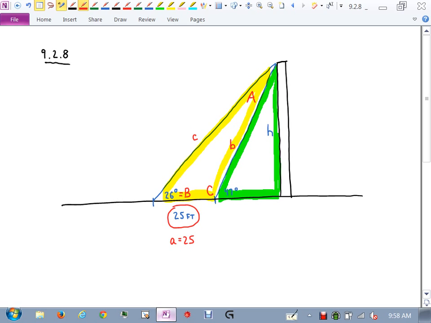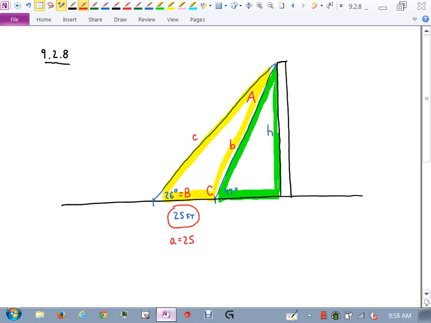So what is it in this big picture of things that we actually want to find? I mean, what do I want out of that yellow triangle? What's the one piece of information that I think is going to be most useful to me? Little b or c? Little b, because little b is the hypotenuse of the yellow, right? That's the one I want.